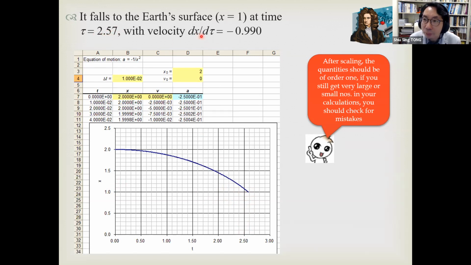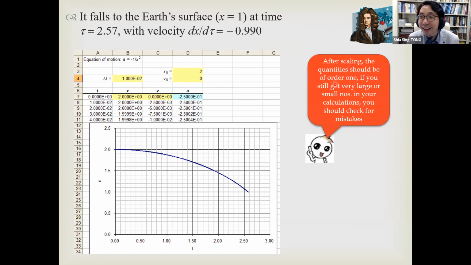And the dimensionless velocity I read from this column is minus 0.990. That is a reading I read from the table. Now, don't rely on the graph. The graph is not accurate. You go back to the table. You find the position x equal to 1 in the x column, and then you look at the corresponding time, and I find this value. And when you look at the dimensionless velocity dx/dtau, I find this value. Okay, so that's how I solve the problem.